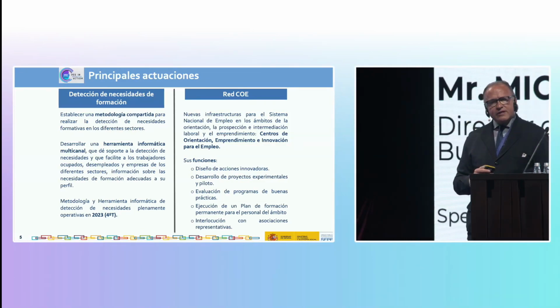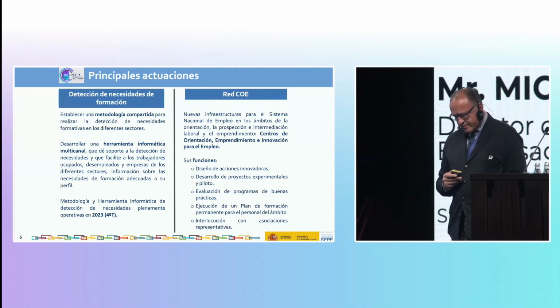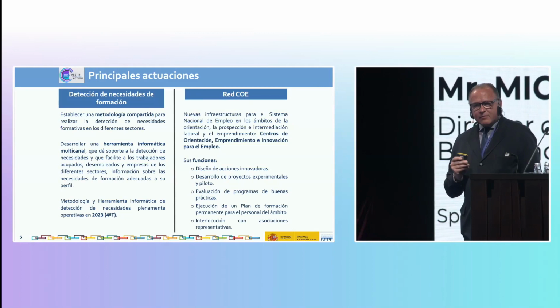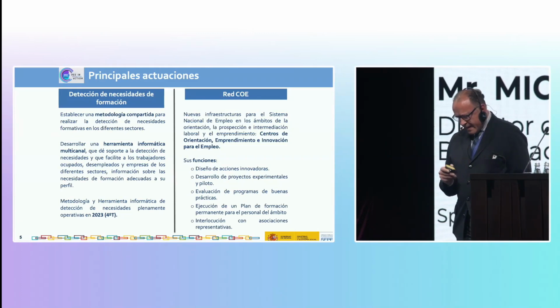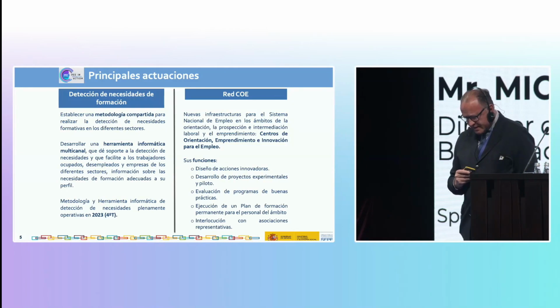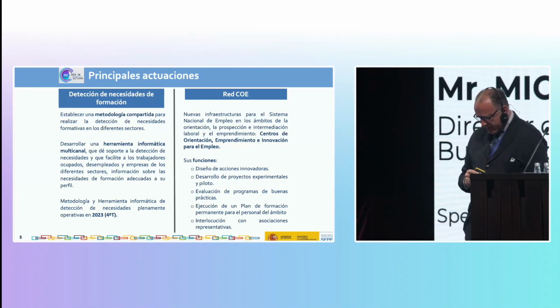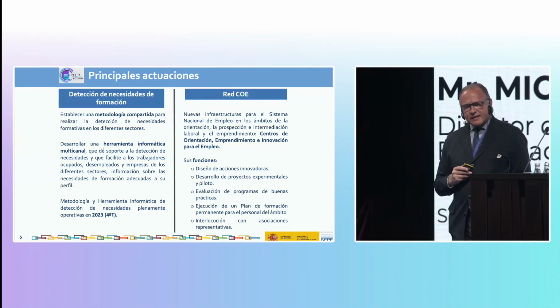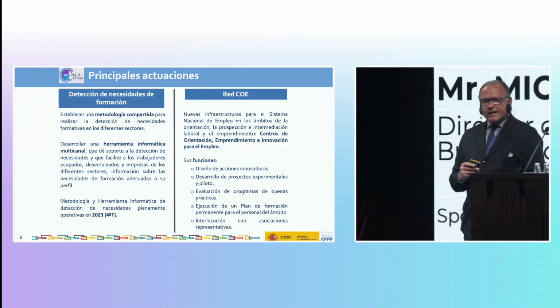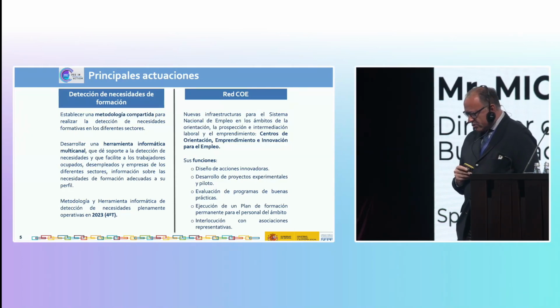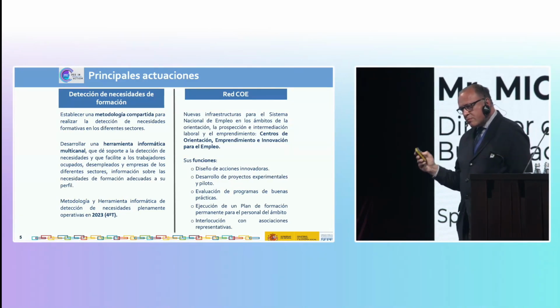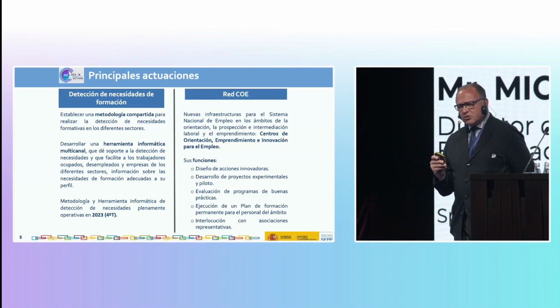When I talk about the training needs, we need a common method applicable to different sectors. We need a multi-channel tool that will help us in the identification of needs and will help both job seekers and employers from various sectors to find information about the conditions and training needs. And we shall launch the use of this method in the fourth quarter of 2023.